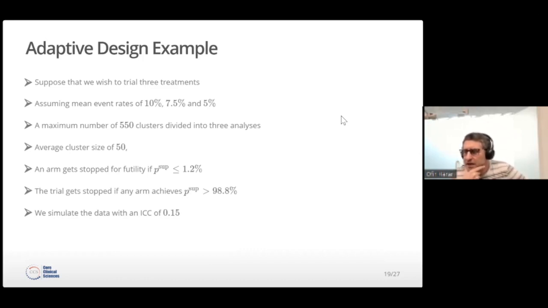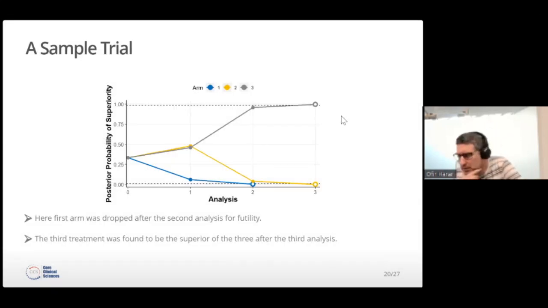Throughout, if any arm has a posterior probability of superiority that goes below 1.2%, I stop it for futility and I continue with the remaining ones. Likewise, at any point, if the posterior probability of superiority exceeds 98.8%, then we terminate, we end the trial and we declare a winner. The data was simulated under the assumption that the intra-cluster correlation coefficient was 0.15. And here is a sample trial.